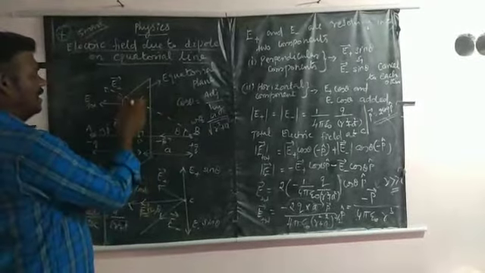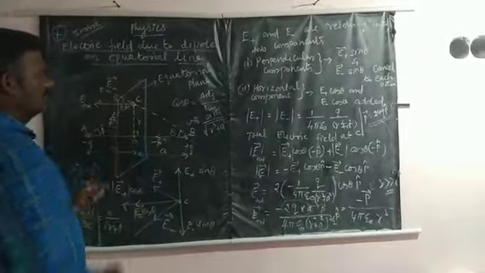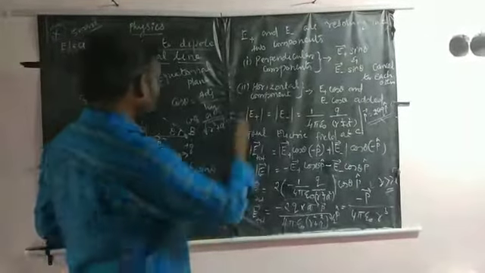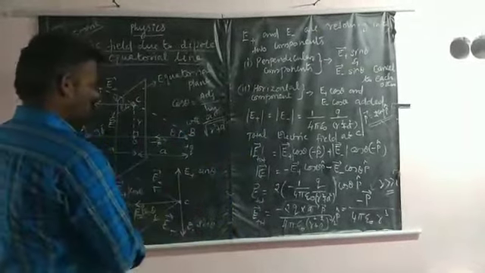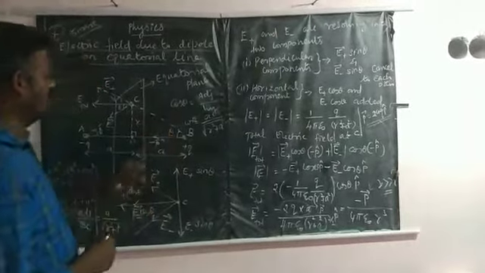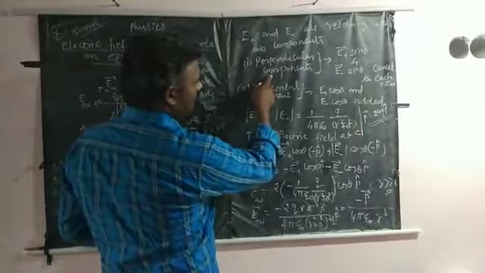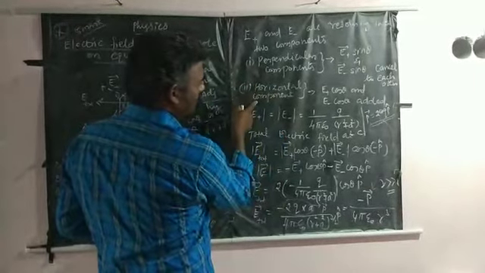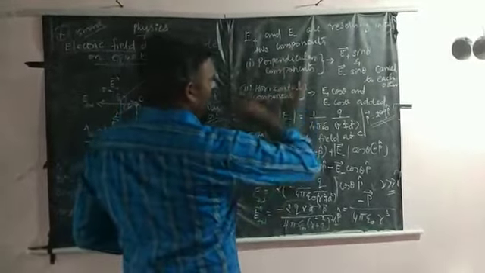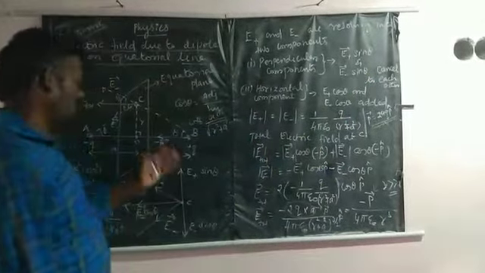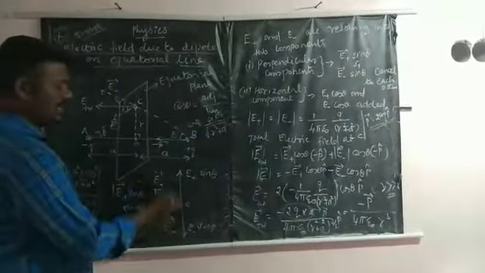Since they act in the plane, we resolve into two components: the perpendicular component and the horizontal component of the electric field. The perpendicular components, E plus sin theta and E minus sin theta, are equal in magnitude and act opposite to each other, so they cancel each other.